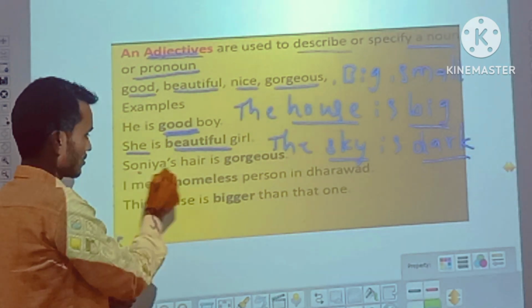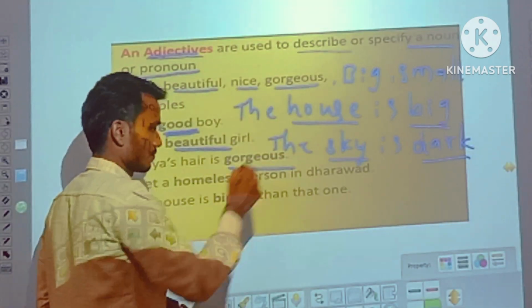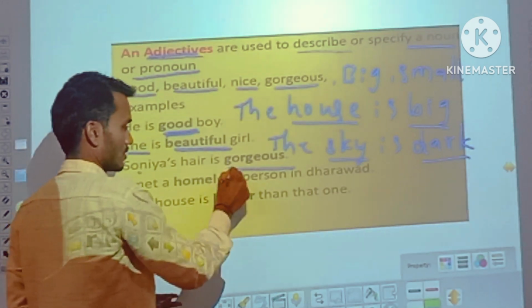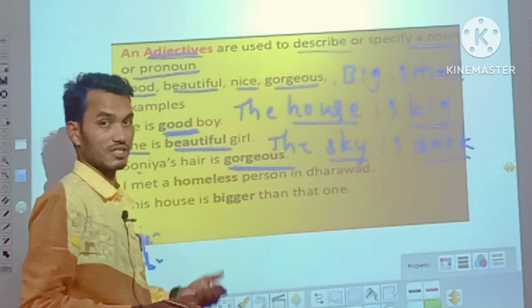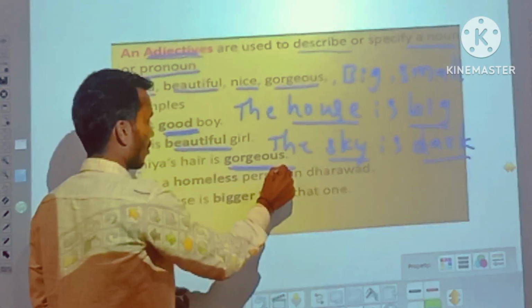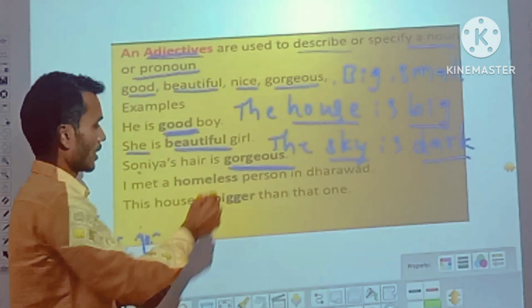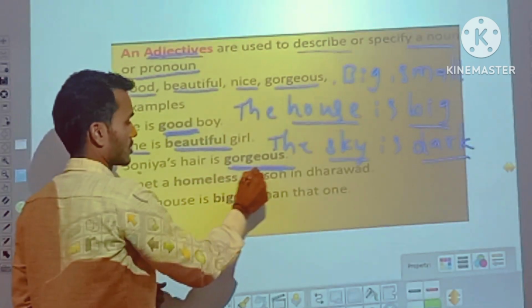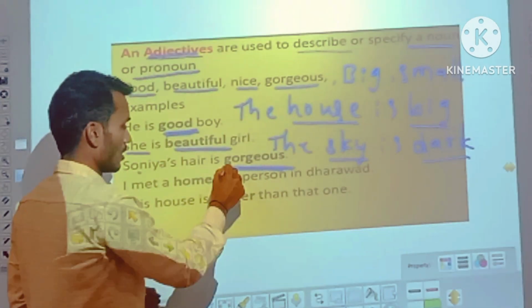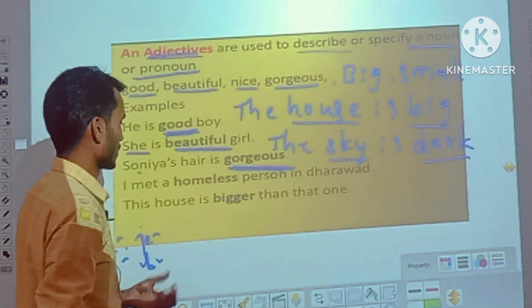Then Sonia's hair is gorgeous. Here gorgeous means attractive, beautiful, dazzling, right? What kind of hair does Sonia have? She has gorgeous hair. Here gorgeous is an adjective, right?